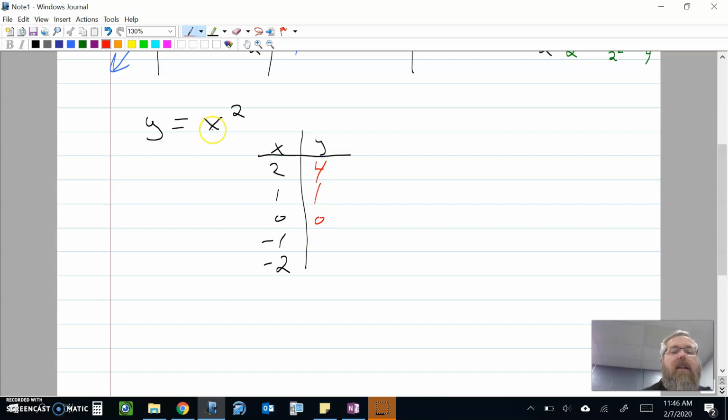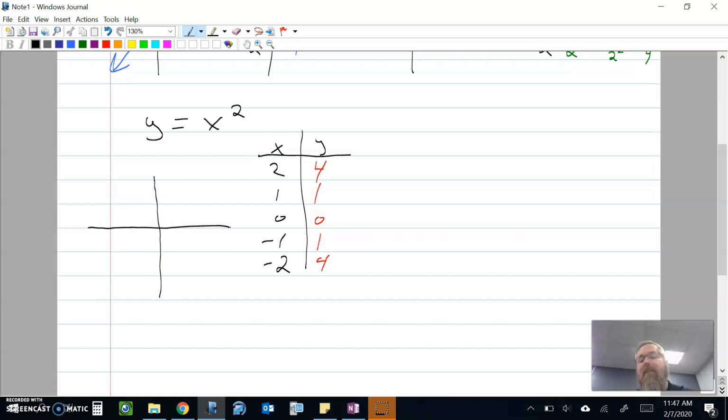How about 4, 1, 0? Now, what is negative 1 squared? That means negative 1 times negative 1, which is positive 1. What about negative 2 squared? Negative 2 times negative 2 is positive 4 again. So a negative squared is positive.